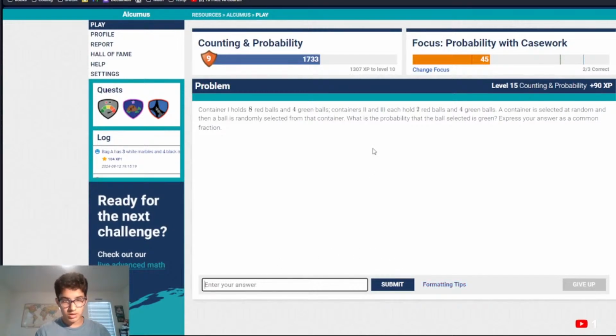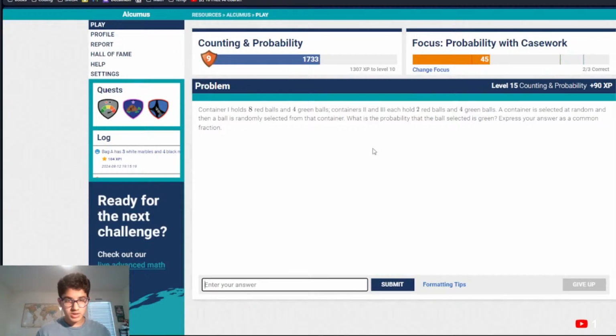Container 1 holds 8 red balls and 4 green balls. Containers 2 and 3 each hold 2 red balls and 4 green balls. A container is selected at random and then a ball is randomly selected from that container. What is the probability that the ball selected is green? Great. So probability of container 1 will be, sorry, 1/3 because there are 3 containers.